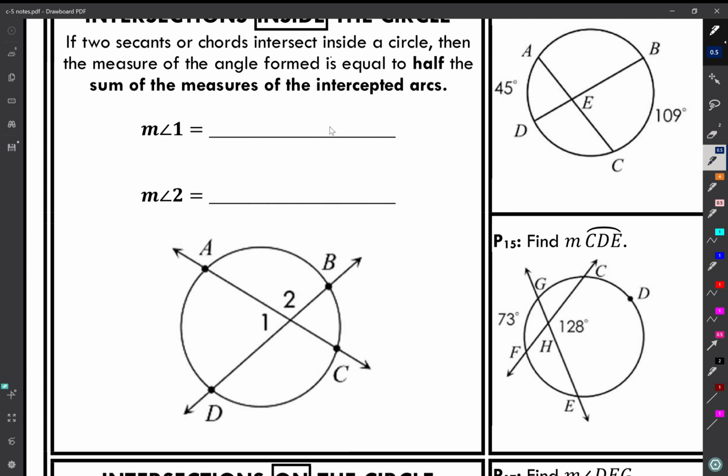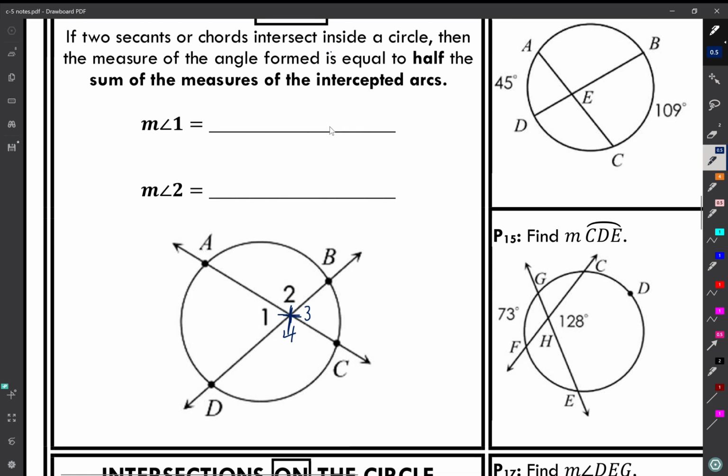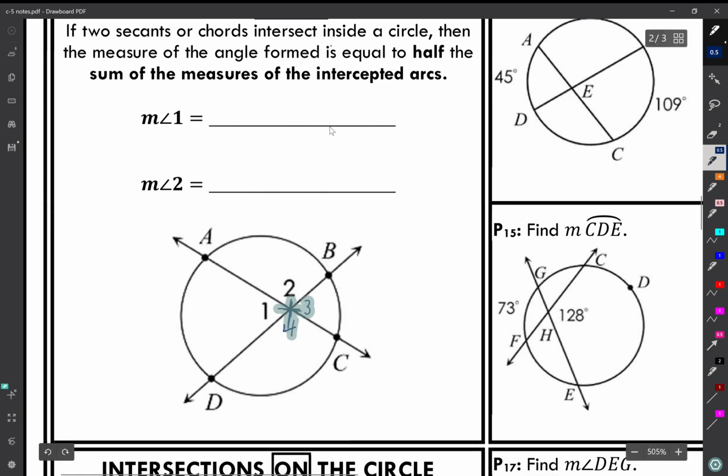Notice whenever we have things intersecting inside the circle, we've actually got 4 angles here. But because these are vertical angles, we know angles 1 and 3 would be congruent, and 2 and 4 are also congruent. So we really only need to cover angle 1 and angle 2 because of those facts. It says the measure of angle 1 will be half the sum of the measures of the intercepted arcs.